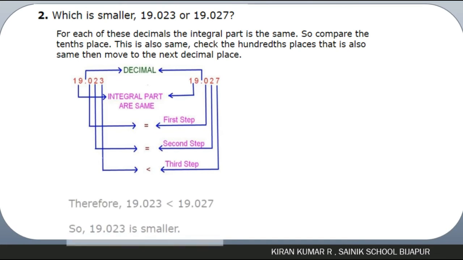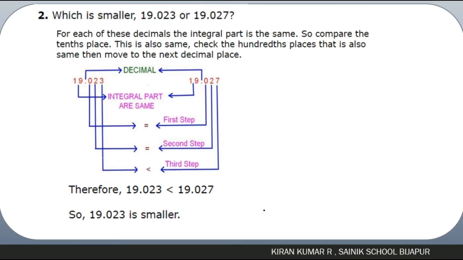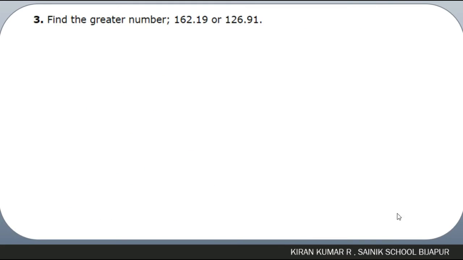Therefore 19.023 is smaller compared to 19.027. Therefore 19.023 is smaller. Next question.